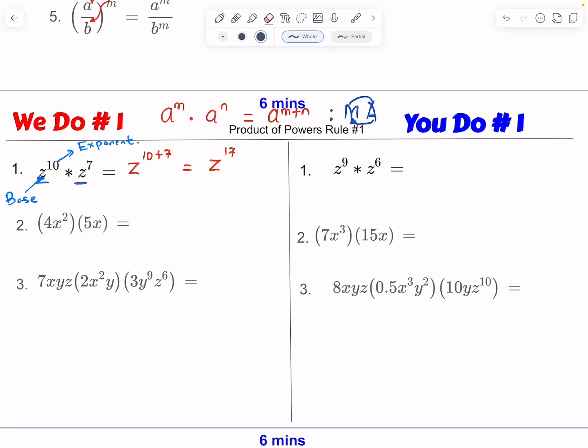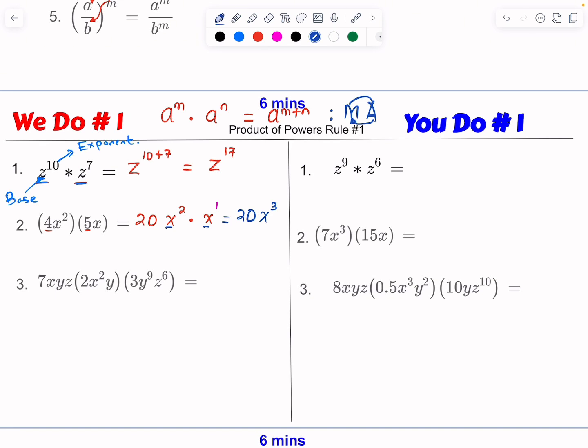Now, what about the second example? For the second example, the first thing I want to do is multiply the constants. So what is 4 times 5? That will give me 20. And then I need to multiply x squared times x, and I know that x is the same thing as x to the power of 1. Now see, what do I have? I am multiplying, they have the same base. What should I do to the exponent? I am going to add. Now what is 2 plus 1? 3.